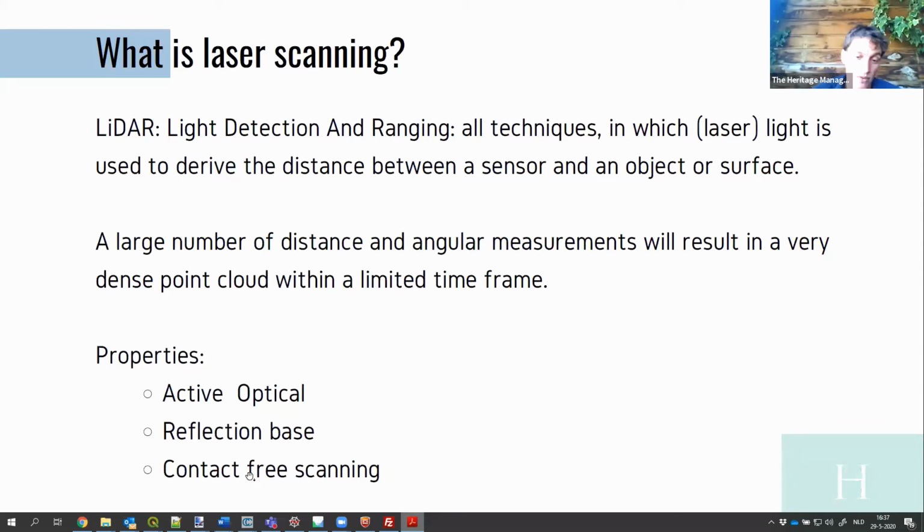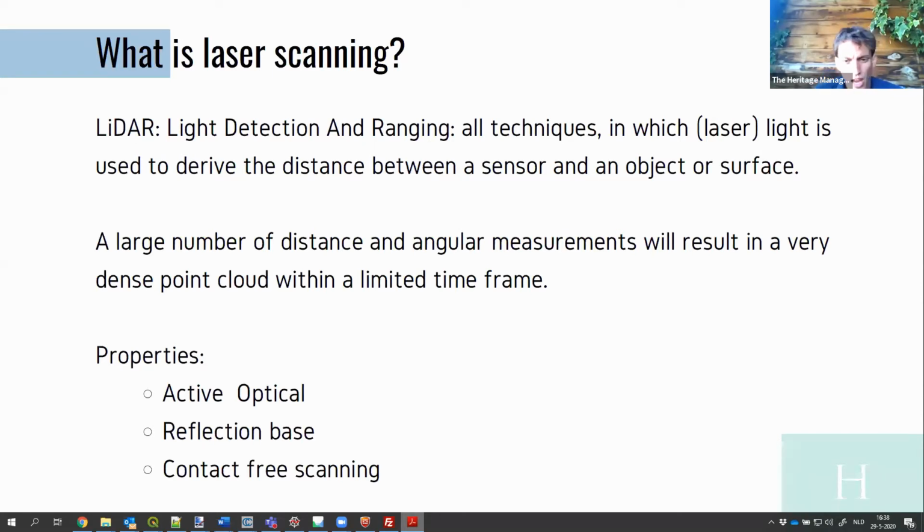And then, as with photogrammetry, we are also working in a contact-free environment. So we don't need to touch the system. We can actually mount our laser scanner on a platform, an airborne platform, a kinematic platform, just a driving platform, or set it on a tripod. And then in that case, we don't need direct physical access to the object, so it's contact-free.